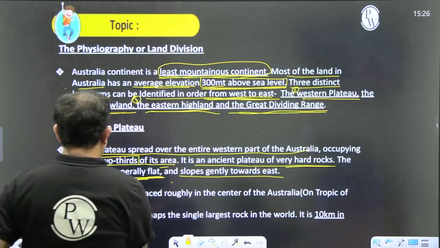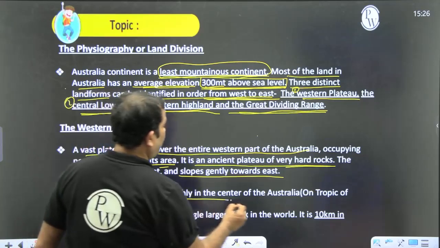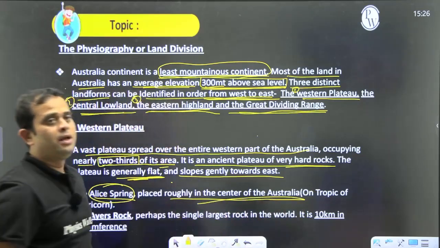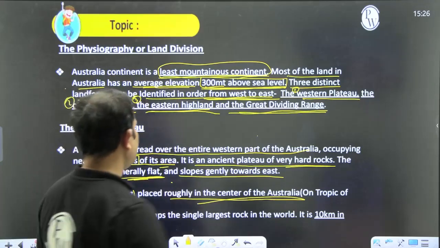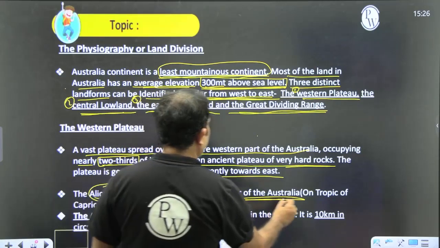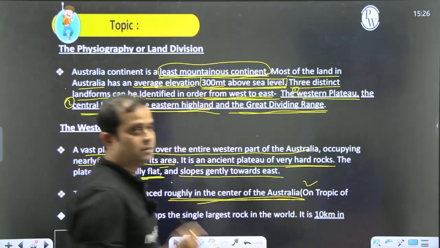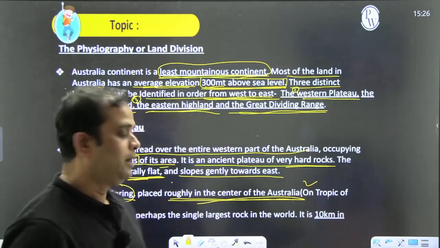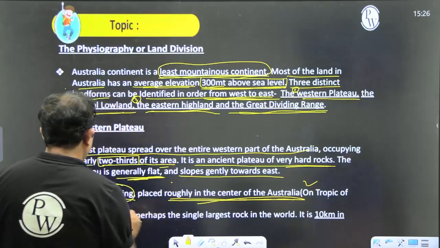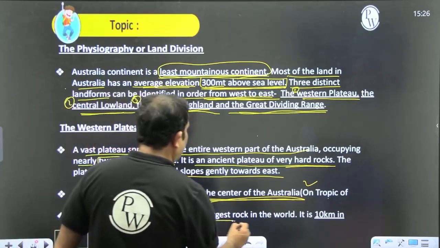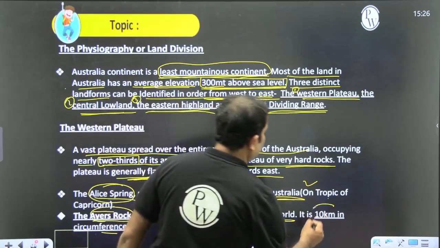Alice Springs is placed roughly in the center of Australia, right? It is roughly in the center of Australia on the Tropic of Capricorn. Uluru, the Ayers Rock, perhaps the single largest rock in the world. Its circumference is almost 10 kilometers.